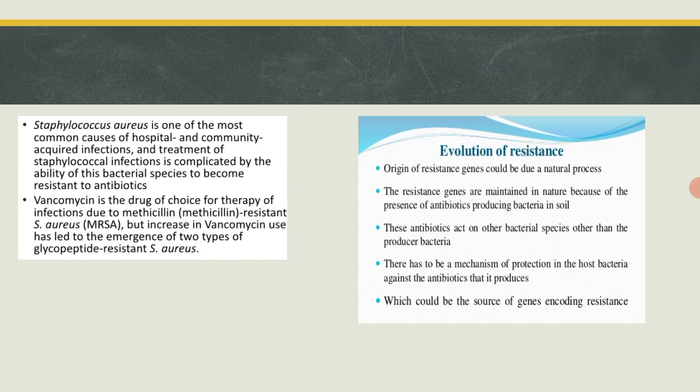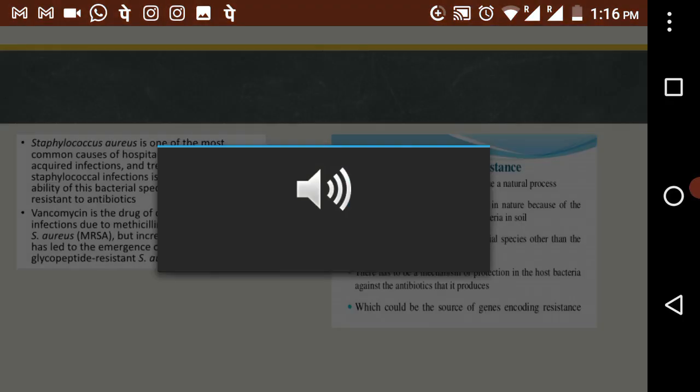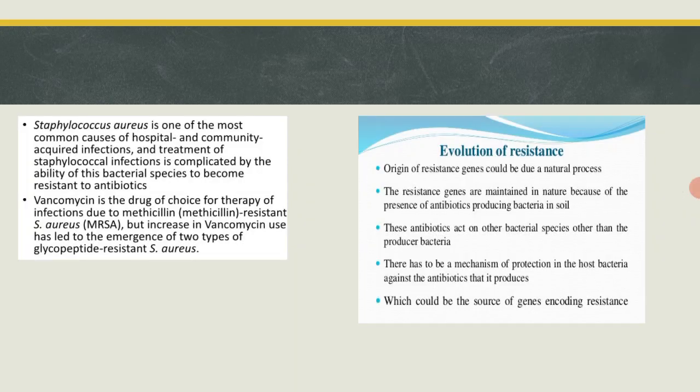Now, why this resistance happened in the bacteria or the pathogen, that we will look at. First, the origin of the resistant genes could be due to a natural process. If we look into resistance, there are two types: first is innate resistance and second is acquired resistance.